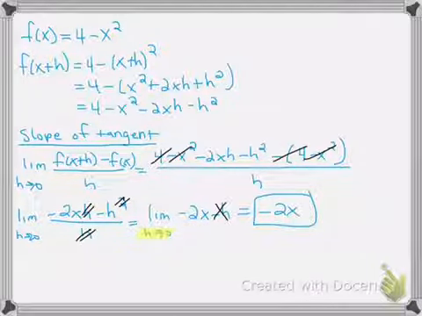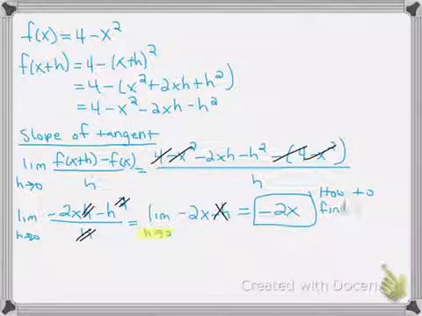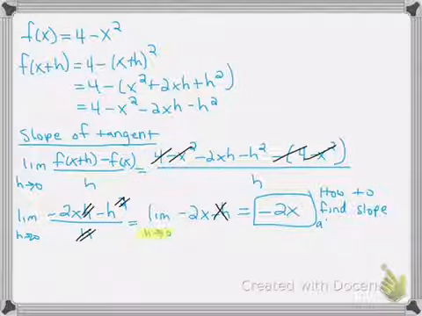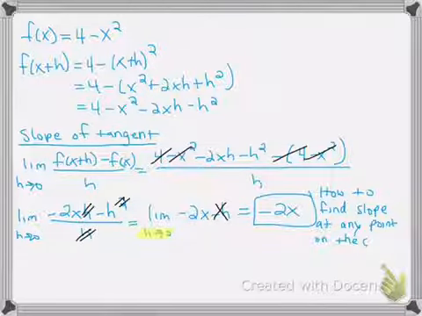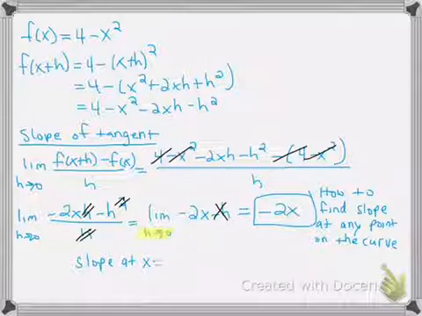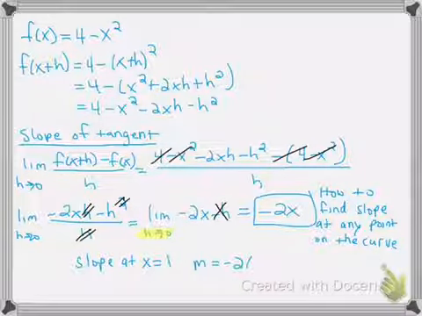Now, that is not a slope. What that does is it helps us find slope at any point along the curve. That's how we find slope at any specific point. In this case, our specific point was at x equals 1. So the slope at x equals 1 is just negative 2 times 1, which is negative 2. So now we actually have a slope.